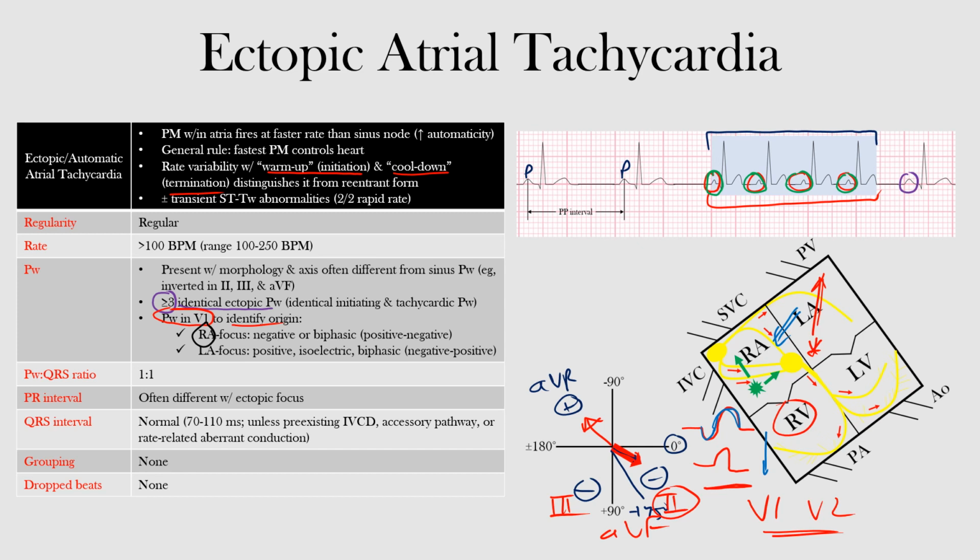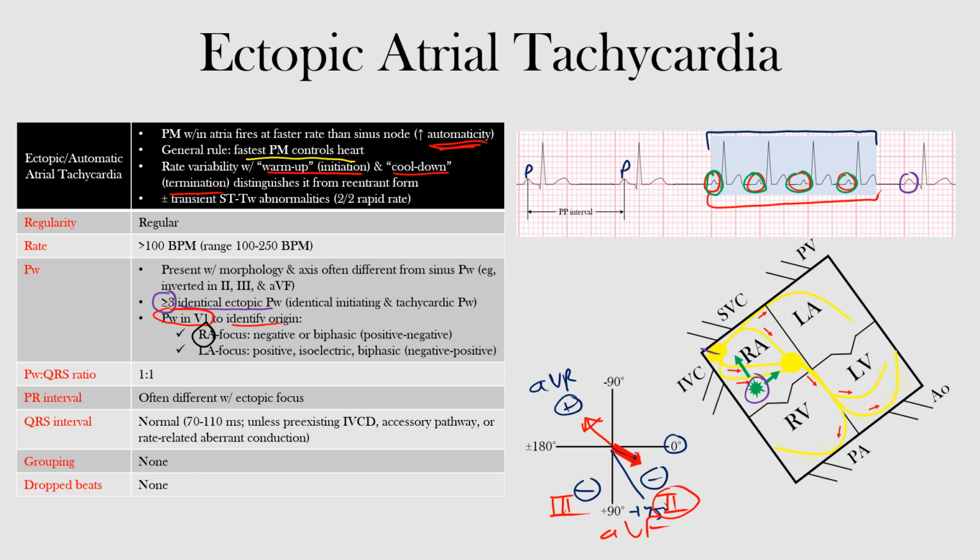So again, the ectopic or automatic atrial tachycardia, remember the pacemaker within the atria fires at a faster rate, okay? And we said that green area here in our right atrium is firing faster than our sinus node, and that's why we're having this takeover. Remember, the general rule is that the fastest pacemaker controls the heart. So this green ectopic focus is firing faster than our sinus node. In that case, it takes over. And often, the mechanism involved is an increase in automaticity. Okay, so that's one thing you can know.